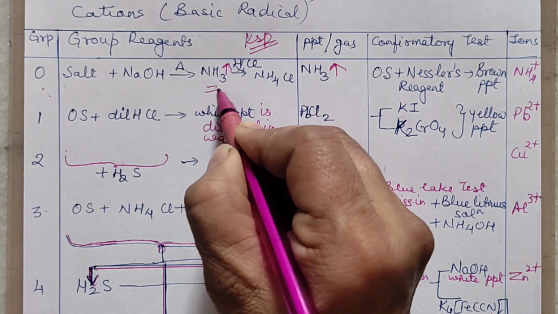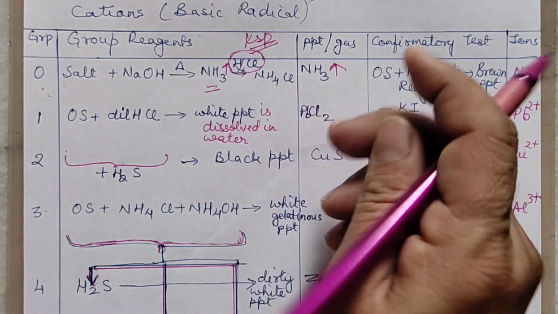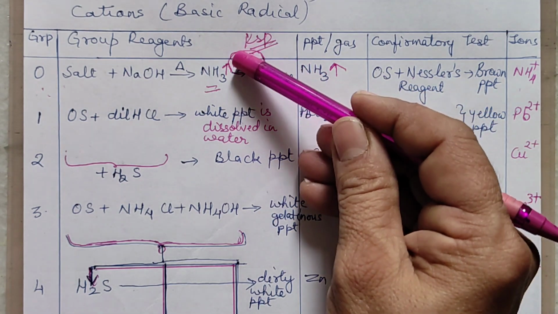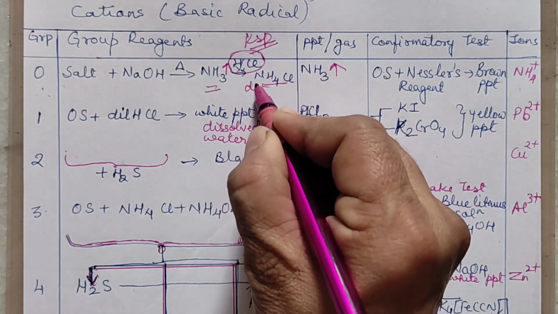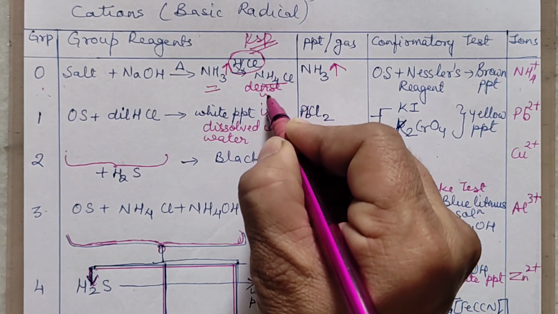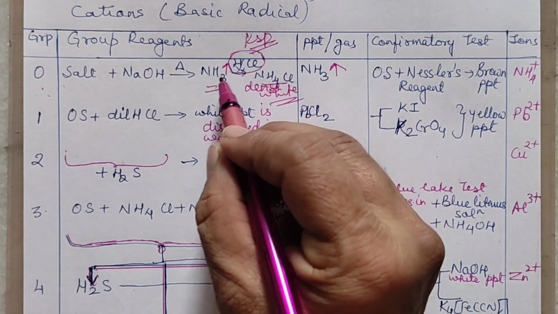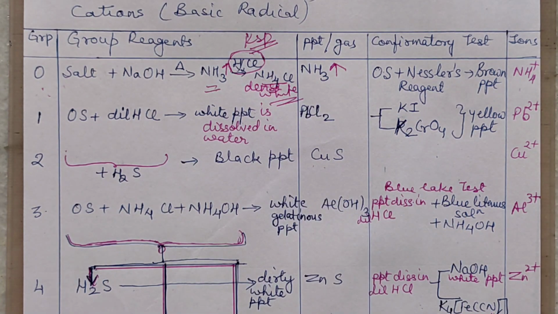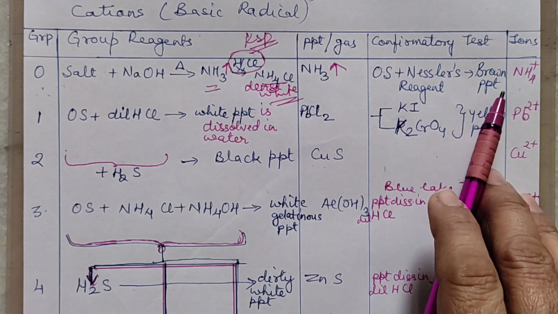How do you check the gas is ammonia? Bring a rod dipped in HCl onto the mouth of the test tube. You will get dense white fumes of ammonium chloride, which indicates it is ammonia. Ammonium ion present. Salt, NaOH, heat, ammonia smell. Check whether it is ammonia by a rod dipped in HCl and confirm it is ammonium.